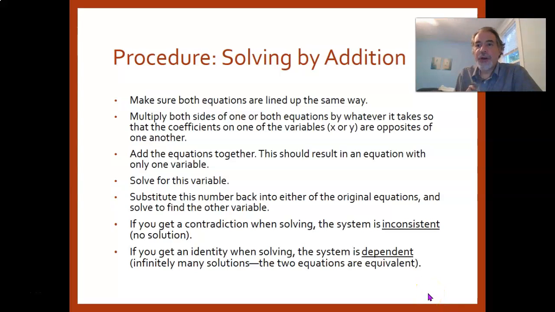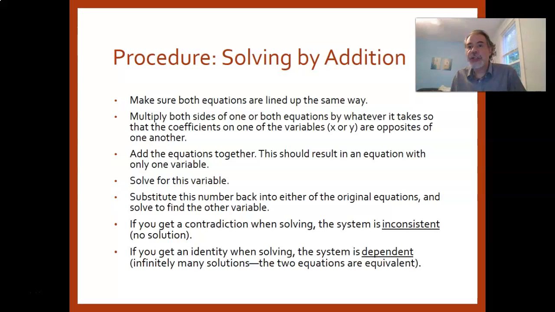Hi there. So we are solving systems of equations by the addition method, what some people call the elimination method. Remember, here's the procedure. Make sure both equations are lined up the same way. Take one or the other or both of the equations and multiply through by the same number on both sides, whatever it takes, so that on whichever variable you're trying to eliminate, the coefficients are opposites. Same number, but one of them's plus and one's minus.